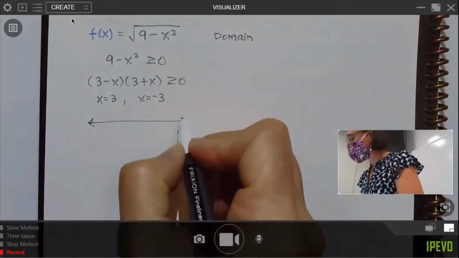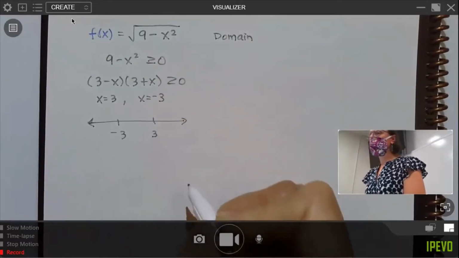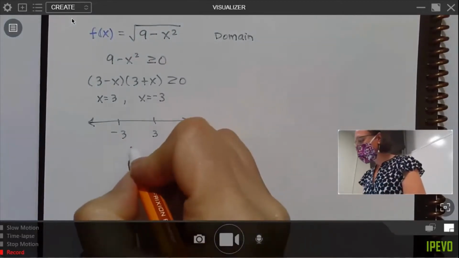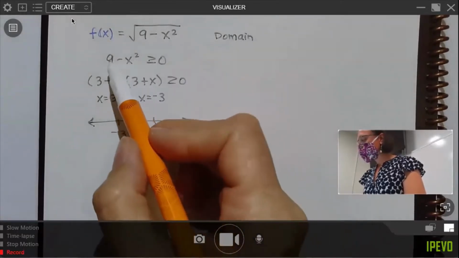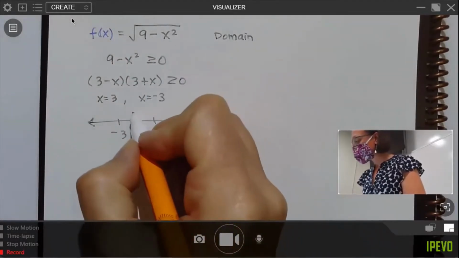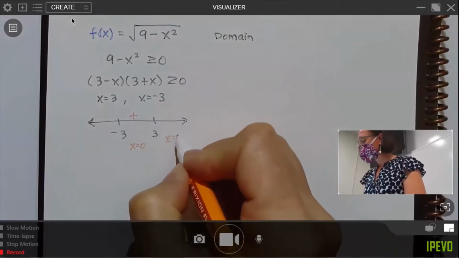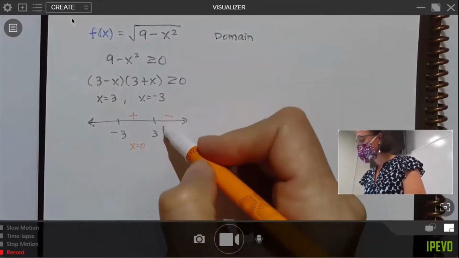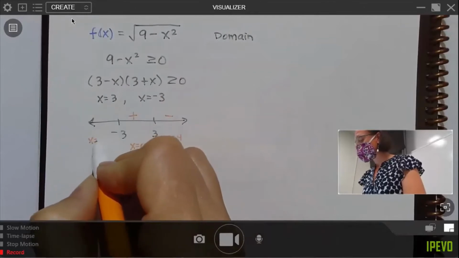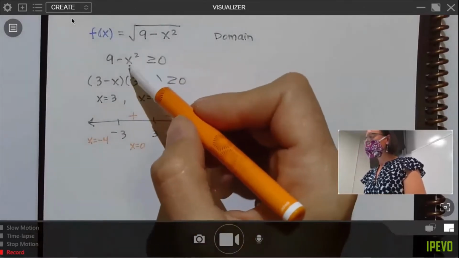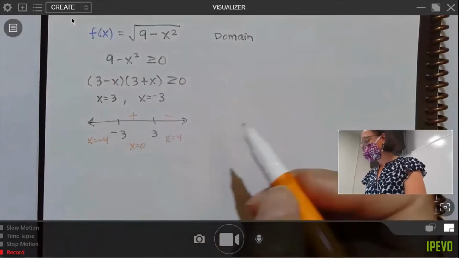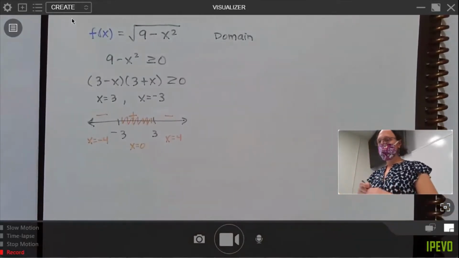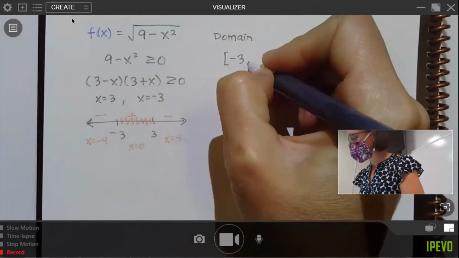Then I would draw a number line, put -3 and 3 on it. I'd pick some test points to plug in. When x is 0, 9 minus 0 squared, yeah, that's positive. We're good to go. If I plugged in something over here like 4 squared, 9 minus 16, that's negative. We can't use that part over there. If I plugged in a test point over here like -4, -4 squared is positive 16, 9 minus 16, we're negative again. So this is the piece of it that we want. My domain is going to be from -3 to +3.